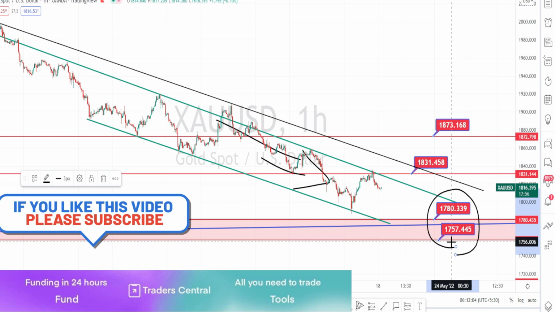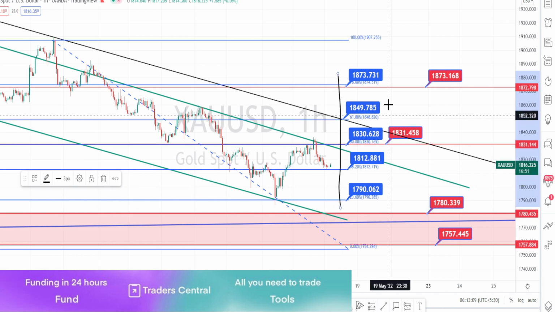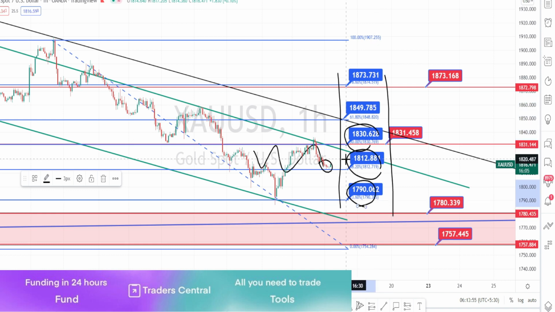Let us mark the support and resistance levels. The values in blue color boxes are the resistance and support levels for the current price action in hourly time frame. Let us do the analysis in 30 minutes time frame.